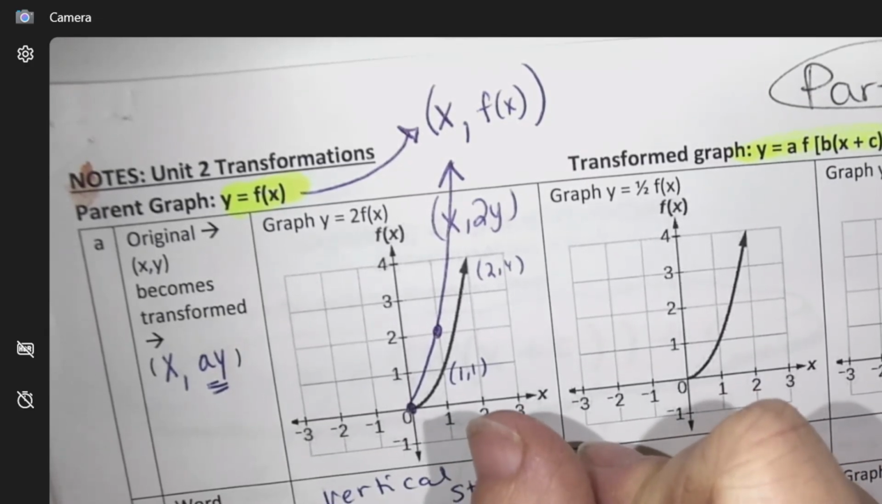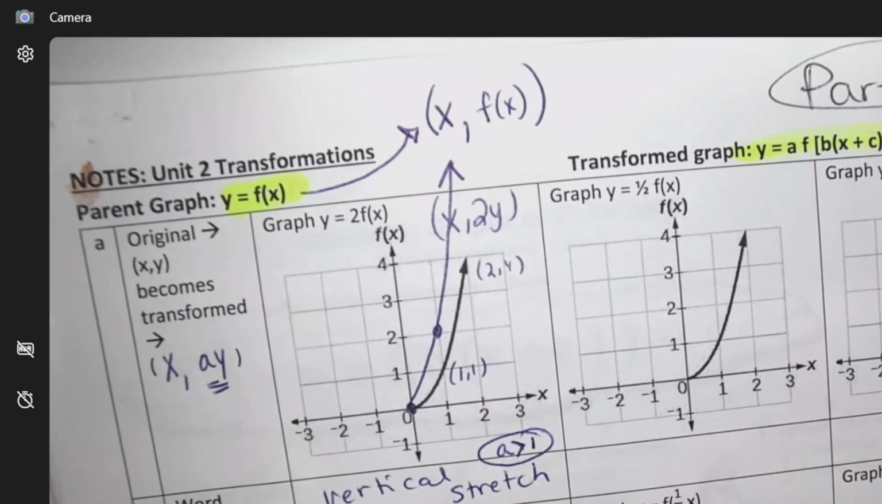If A is bigger than 1, it stretches it. If you multiply by something more than 1, you stretch it. And vertical, because I'm changing the y coordinate. So that's vertical.